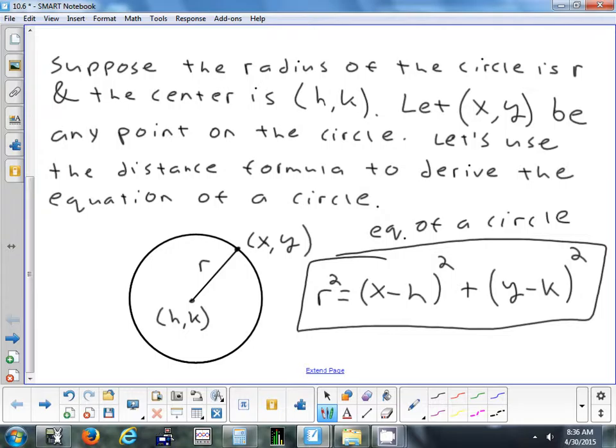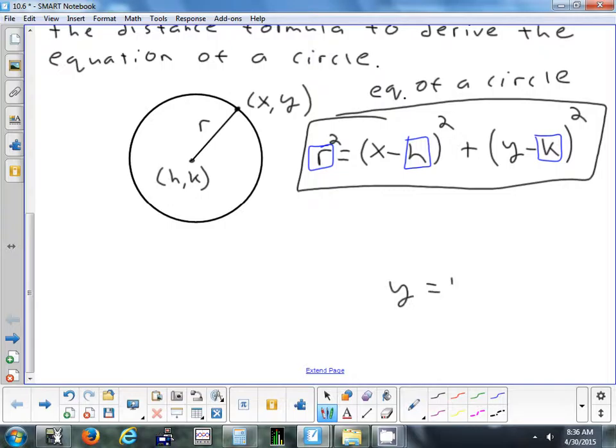When you write a final answer on a test, you're going to fill in for three letters. You're going to fill in for r, you're going to fill in for h, you're going to fill in for k. I'll put a box on everything you'd fill in for. Never fill in for x and y. Just like when you write an equation in slope-intercept form, you fill in for every letter you see there except x and y. So you might have an answer like y equals 2x plus 3, but you'd never fill in the x and the y. Same idea.